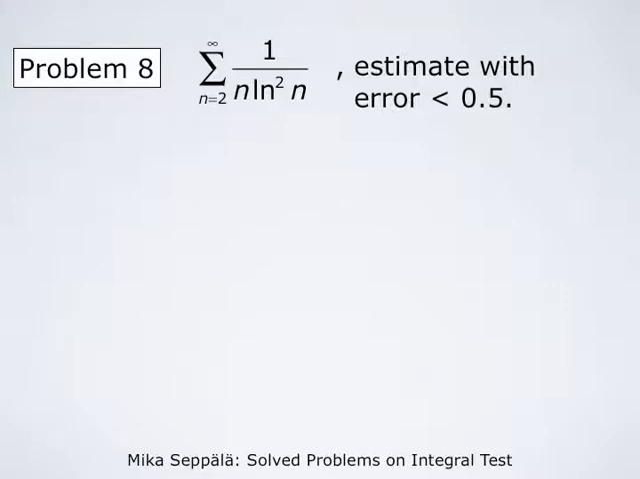In this problem number 8, we have to consider the series summation n from 2 to infinity of 1 over n times ln squared of n, and we have to figure out whether it converges or not, and if it converges we have to estimate its value, that is the sum of the series, with error less than 0.5.